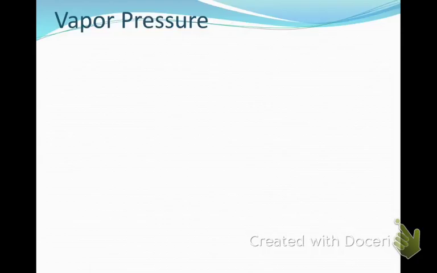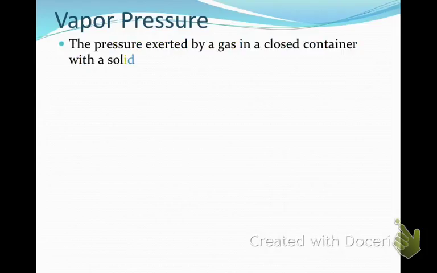A vapor is when a liquid turns into a gaseous state, but not at standard temperature and pressure. So vapor pressure is the pressure exerted by a gas in a closed container with a solid or liquid at a given temperature. So pretty much if you had a container, like an Erlenmeyer flask, you had some water in there, and then you had water vapor in there as well.